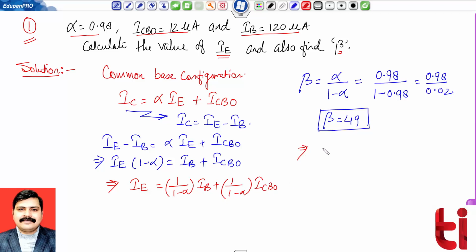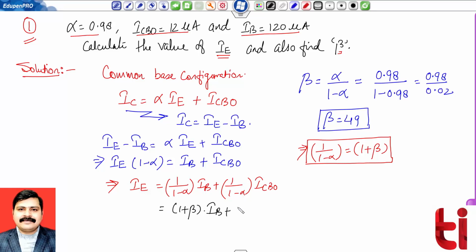So you can check the 1 upon 1 minus alpha term. This will be equivalent to 1 plus beta. You can verify this on your own. I'm just using this relation because I have the value of beta also, or you can also calculate in terms of alpha because alpha is directly given. So it is (1 plus beta) into IB plus (1 plus beta) into ICB naught.